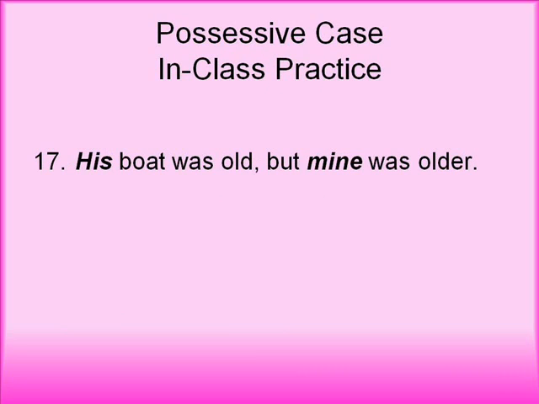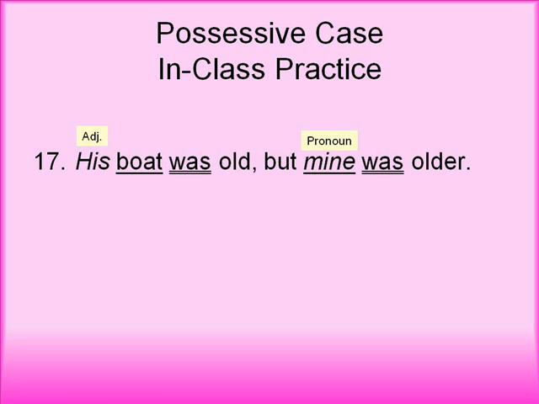So the last thing you need to do on your in-class practice sheet is identify these two pronouns, his and mine, and mark whether or not they're acting as an adjective or just as a pronoun. And here's the answer for that. His boat is modifying and telling me whose boat it is. His boat was old, but mine was older. Mine is acting as a pronoun. It's not modifying a noun.